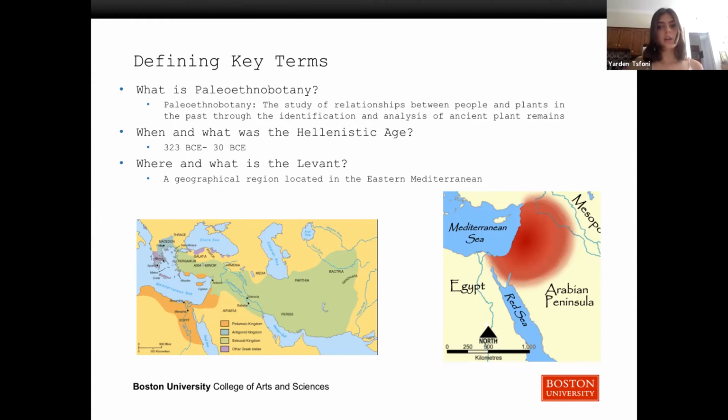And then lastly, what is the Levant? So the Levant is a geographical region that refers to the Eastern Mediterranean and Western Asia, and we'll be focusing on sites located in modern day Israel.